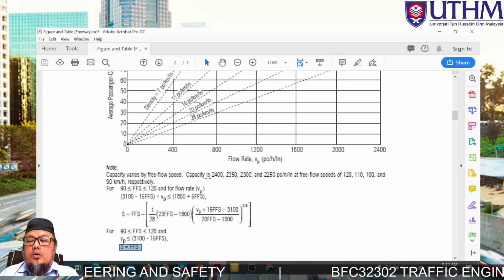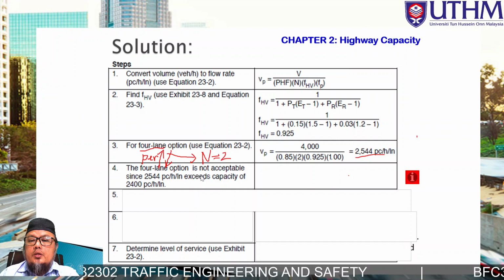So in this particular question, VP is exceeding the capacity. So we cannot serve the traffic volume from this particular facility with four lanes. Okay, we have a lane capacity problem, because the maximum capacity is supposed to be 2,400. This one from this particular provided suggestion, the lanes cannot serve. So we have to do the second trial.